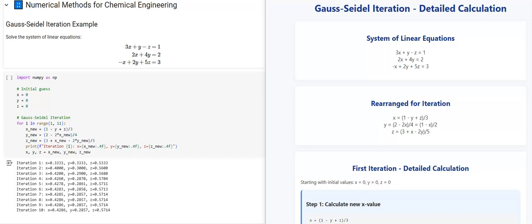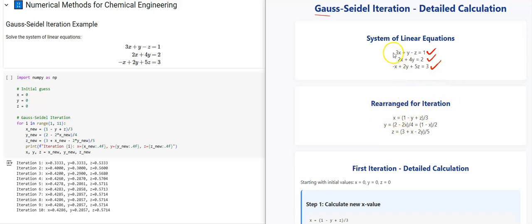Today I'll talk about the Gauss-Seidel iteration method. So here is the system of linear equations. 3x plus y minus z is equal to 1, 2x plus 4y is equal to 2, minus x plus 2y plus 5z is equal to 3. So we have three equations, and then first we rearrange them for the iteration.